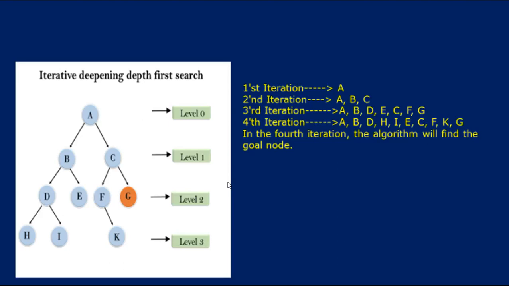While calculating the completeness of iterative deepening depth first search, the algorithm is complete if the branching factor is finite. Coming to time complexity, the time complexity is order of B power D. The space complexity will be order of BD. While considering optimality, if the path cost is a non-decreasing function of the depth of the node, it is optimal. So this is what iterative deepening depth first search is about. Thank you.